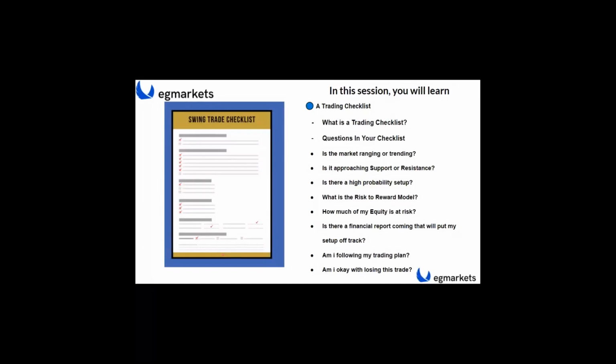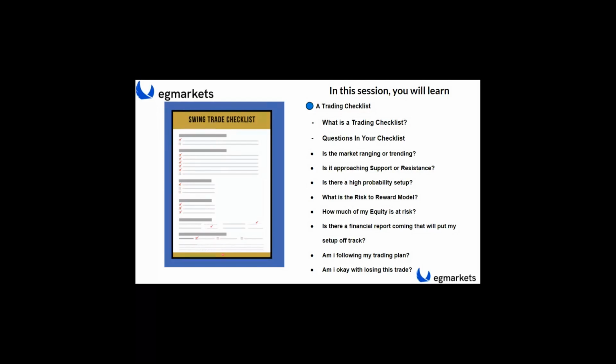Now, to the third question, is there a high probability setup? You've understood the trend. You've understood if price is coming to support or resistance. You want to look for a setup there. Now, what is a setup? A setup is just a trade idea. You've told yourself this is what you'll be looking for in the financial markets.